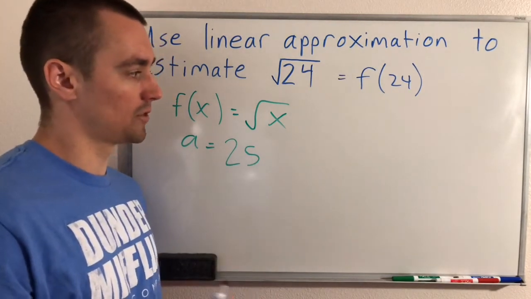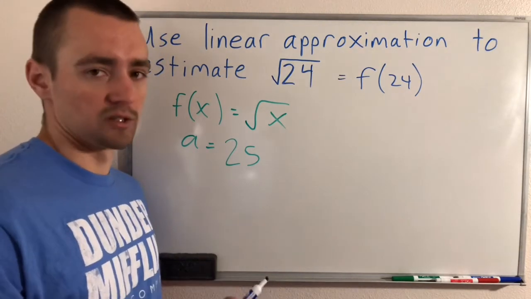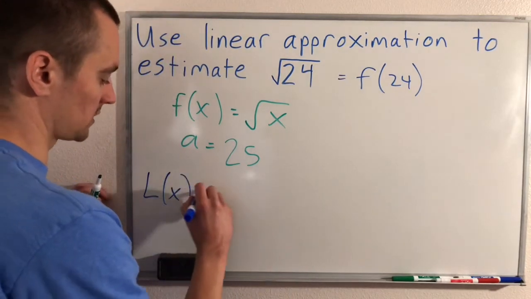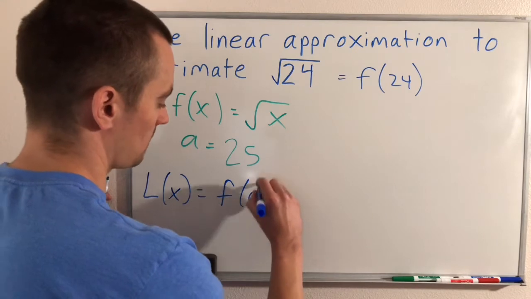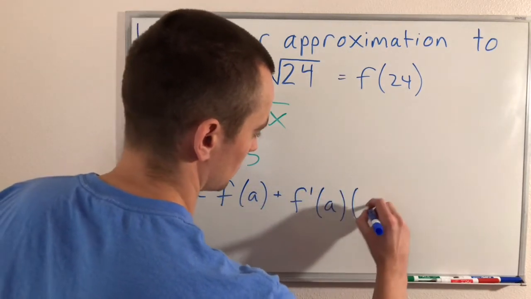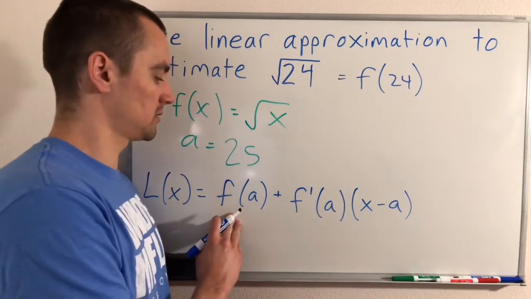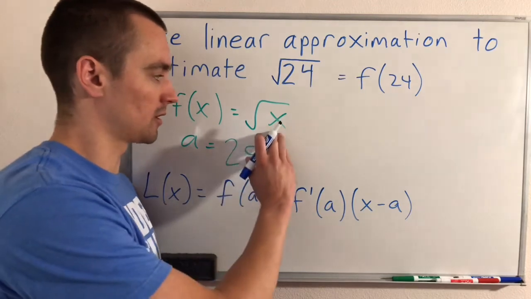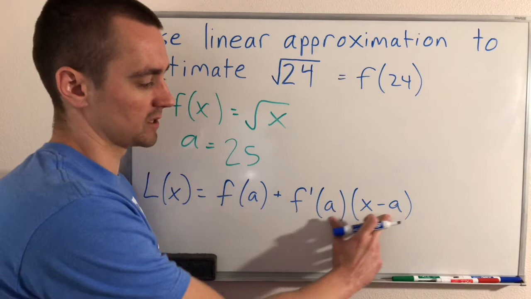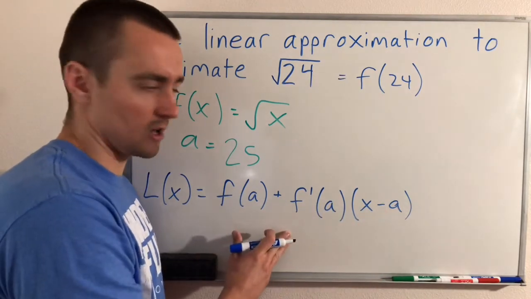So with those two pieces of information, all we really need to do is plug this into our linearization formula, which is L of x equals f of a plus f prime of a times x minus a. All right, so we already have our f of x, which we could pretty easily just plug our a into to get f of a. We already know our a is 25, so this x minus a is going to be pretty easy. But we do need to find f prime of a.